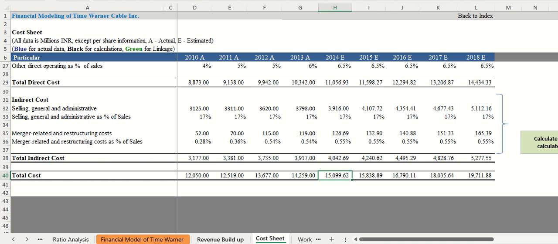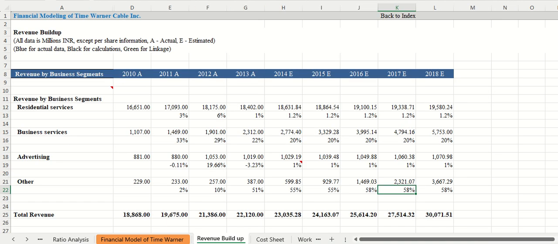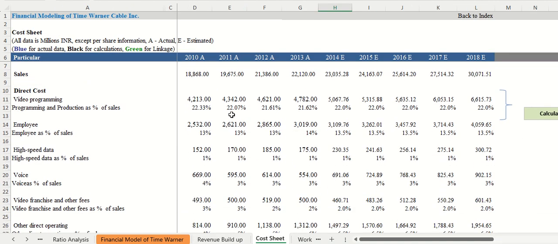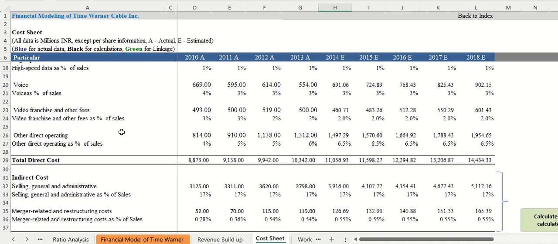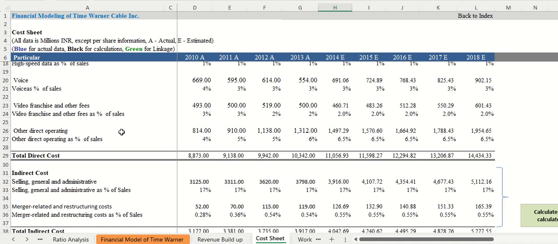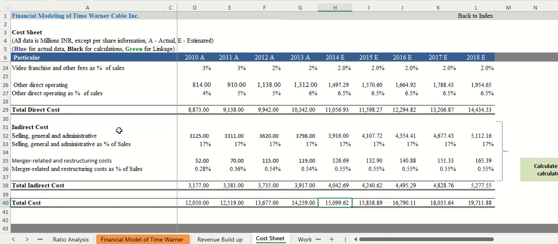Let's say these are the revenue segments of the particular company. The first one is rental services, then business services, advertisement, and others. In this video, there's costing as well, like sales cost. The first one is direct cost: video programming cost as a percentage of sales, employees as a percentage of sales, high speed data as a percentage of sales, voice as a percentage of sales, video franchises and other fees, and the other direct operating expense as a percentage of sales. Then we have the indirect cost: the selling and general administration expense as a percentage of sales, and merger related restructuring cost as a percentage of sales.